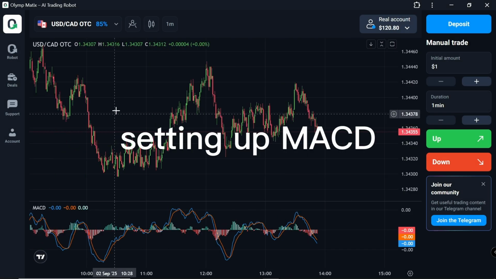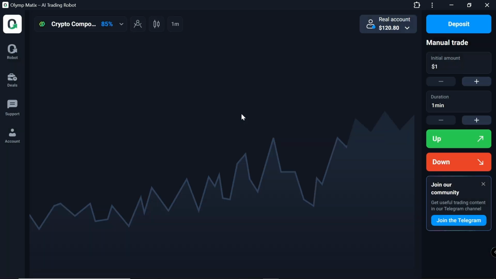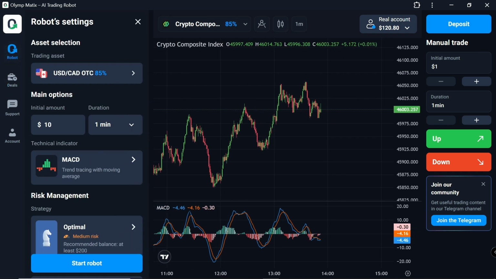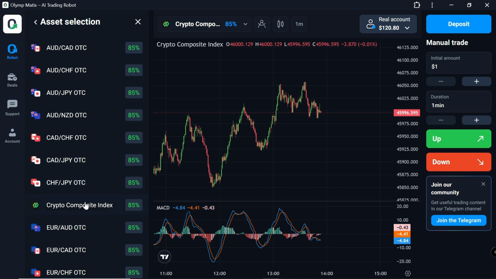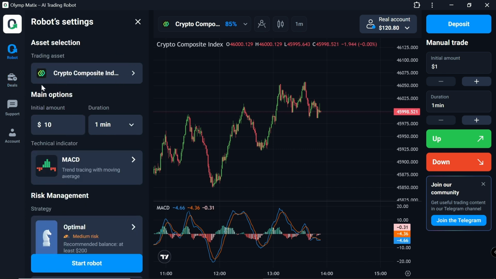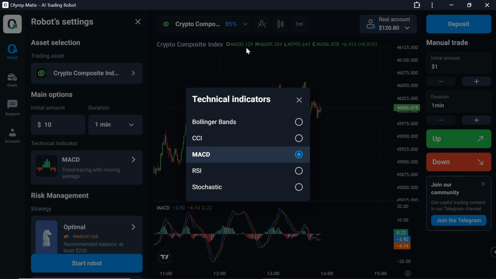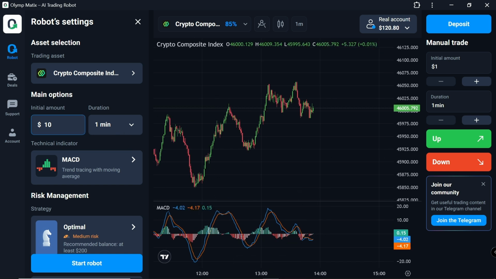So guys, now we're going to set up the Olymp Matix robot with the MACD indicator. So how do we do it? Right, so you're going to go to robot right there, and then on technical indicator, make sure you've clicked the MACD, right? You've clicked your MACD, and you are making sure we're also trading the right pair you prefer. And then also on the charts, you can have it there by clicking that option, and then you click on MACD, and then that will appear like that, right? And then we're just going to take our trade.